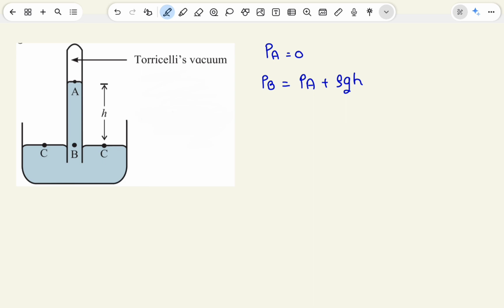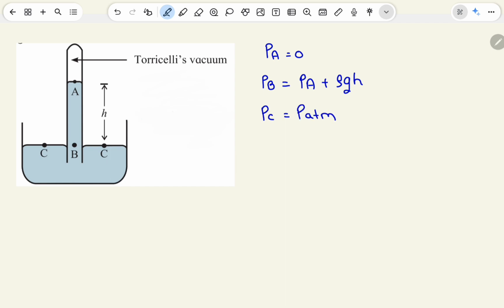Let's pay some attention to point C. We can see that the point C is basically open to the atmosphere, and therefore whatever pressure is acting at point C, it is nothing but atmospheric pressure. So we can write down PC is equal to P atmospheric.